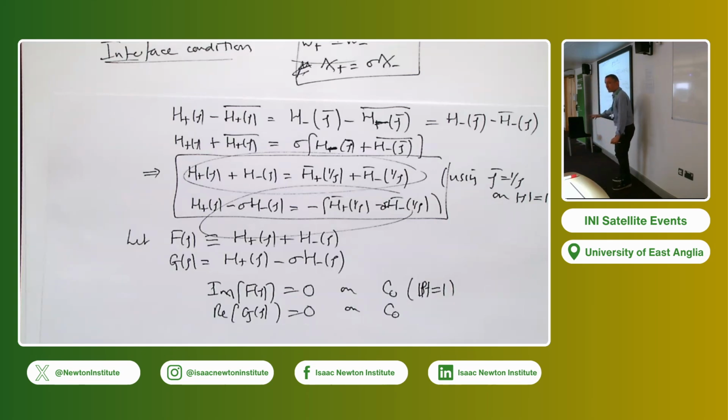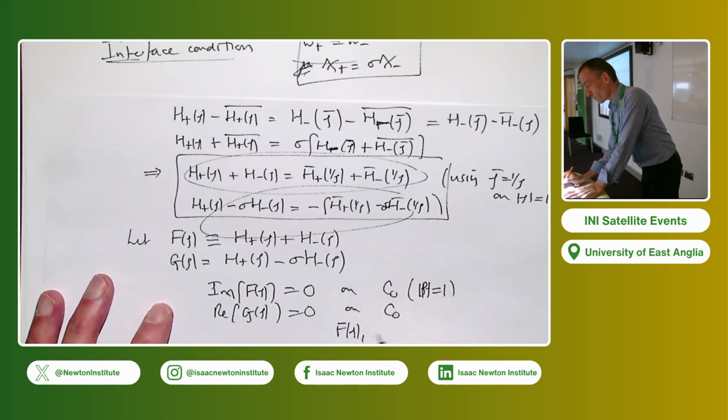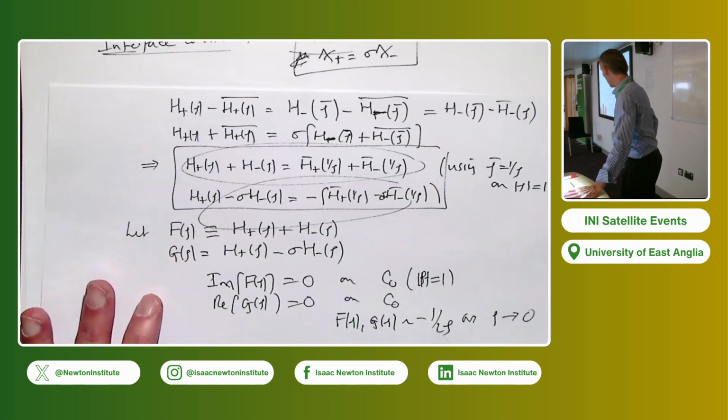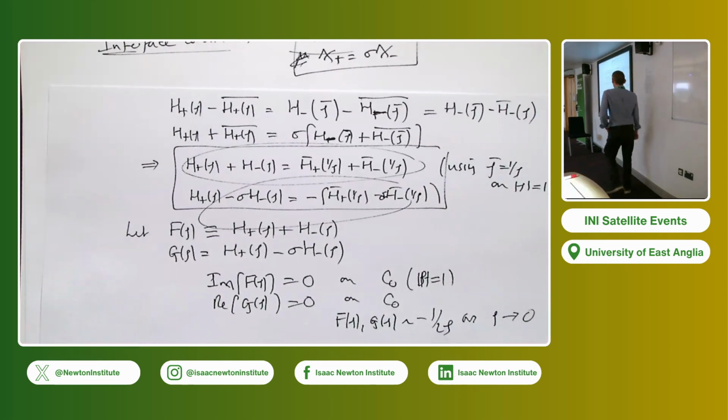Everybody with me? We're nearly finished. These are two functions, f and g. They've both got the same singularity at the origin. The real part of g is 0, the imaginary part of f is 0. And they both have the same singularity at the origin.